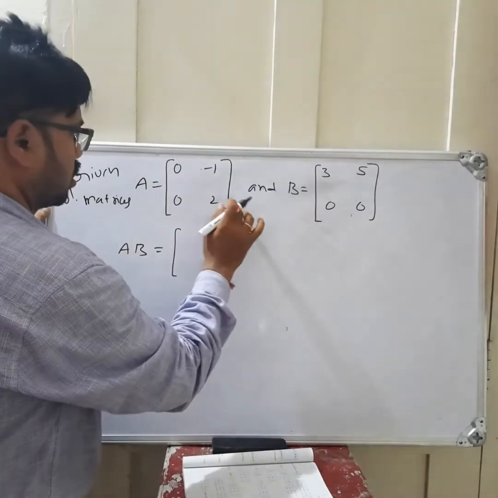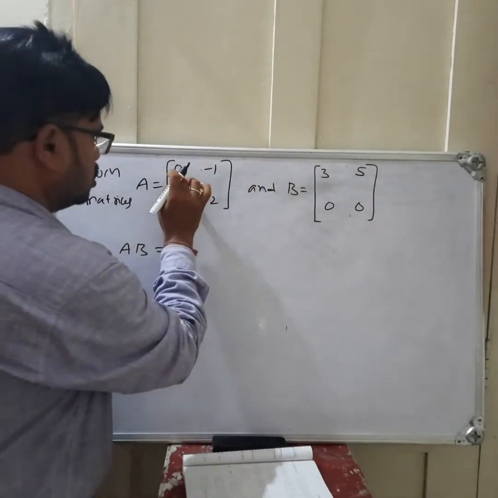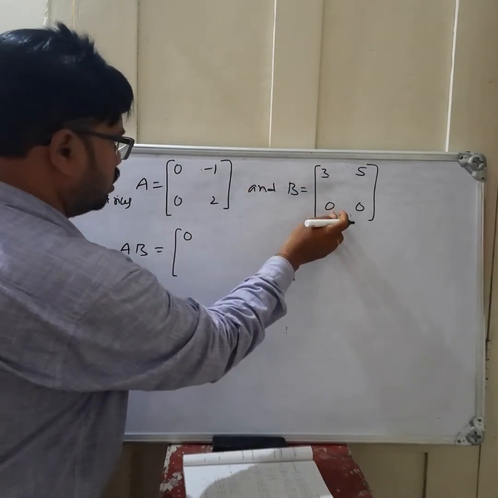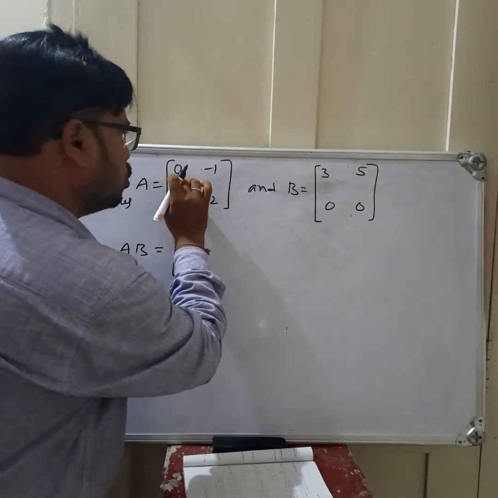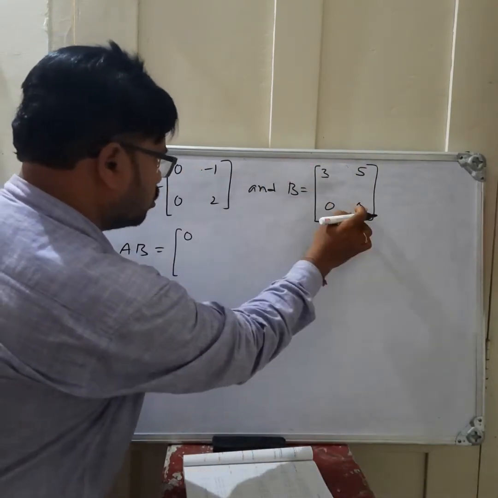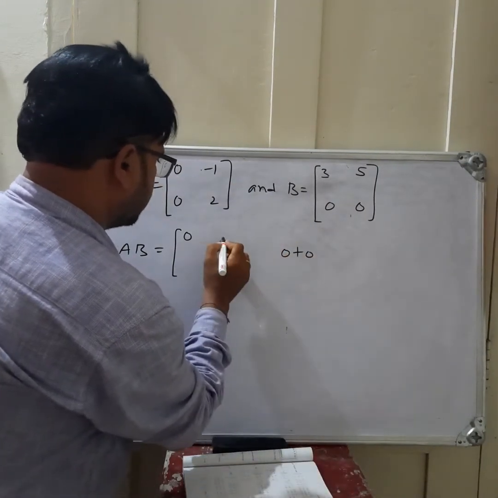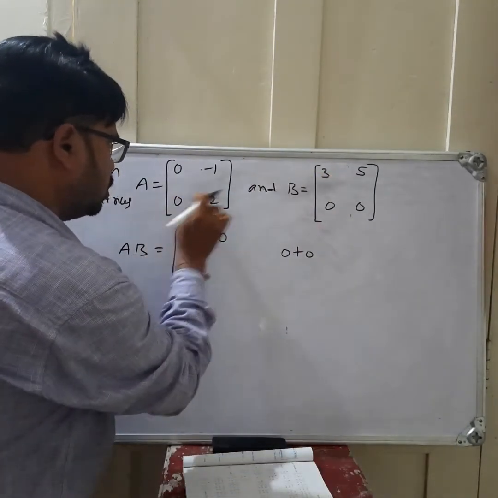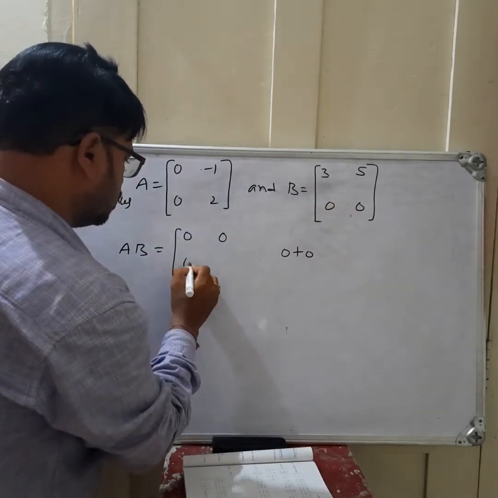Both are square matrices of what? 2 by 2, this also 2 by 2. Now first row, first column, 0 into 3, value 0, minus 1 into 0, 0. So 0 plus 0 is 0. Next 0 into 5, the value is 0, and minus 1 into 0 is 0, so both values are 0, plus 0, again 0. And next 0 into 3, the value is 0, plus 2 into 0, 0. Again we get here the value 0.